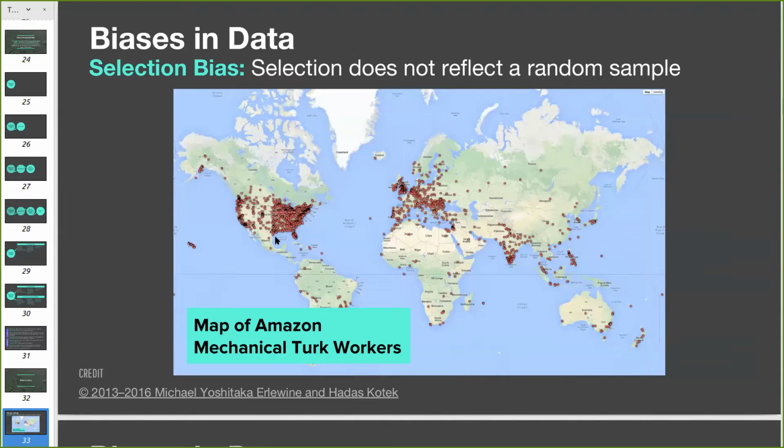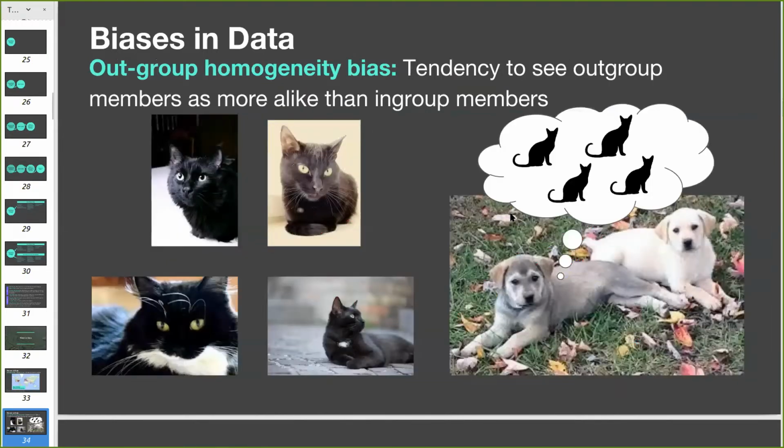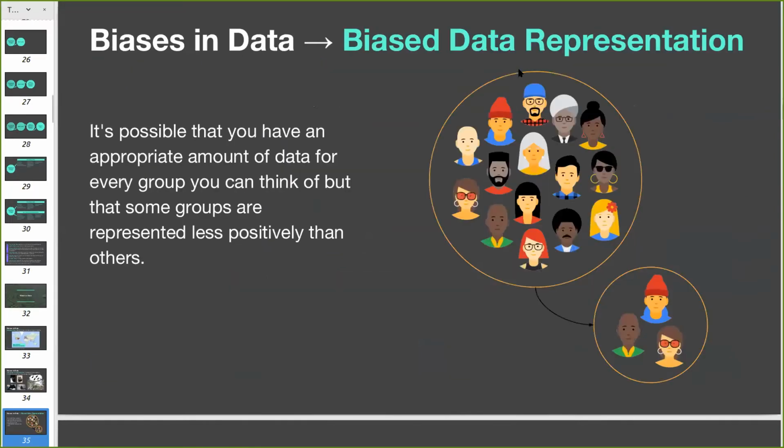You can see that we have the majority of them coming from the US, and then we have some in Europe and India and some other Asian parts. So this is another example of biases in data and biased data representation. So it is possible that you have an appropriate amount of data for every group you can think of, but that some groups are represented less positively than others.